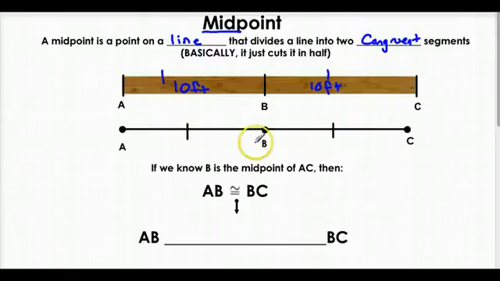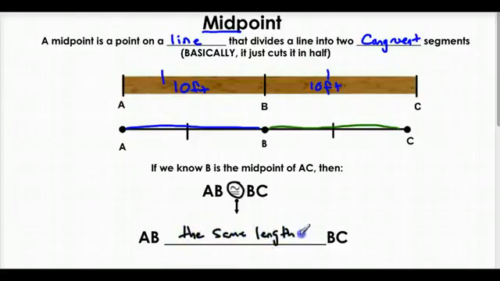The same conclusion can be reached here. If we know that B is the midpoint of AC, then I know that AB, this part of the segment right here, is congruent to BC. These two are going to be the same length. And the way we would write that is, as you see right here, AB is congruent to BC. Remember, this just means the same length as. So instead of saying the same length, I just say congruent.